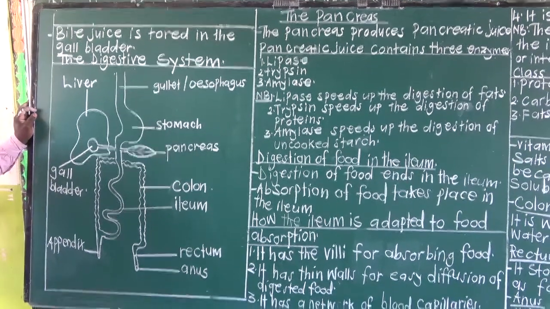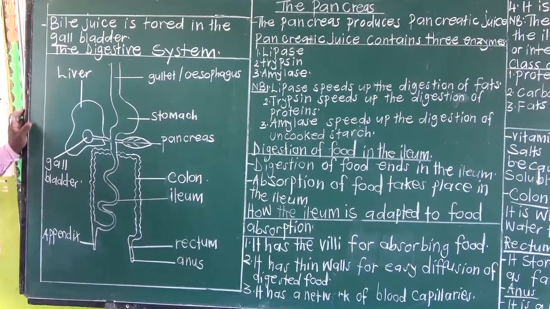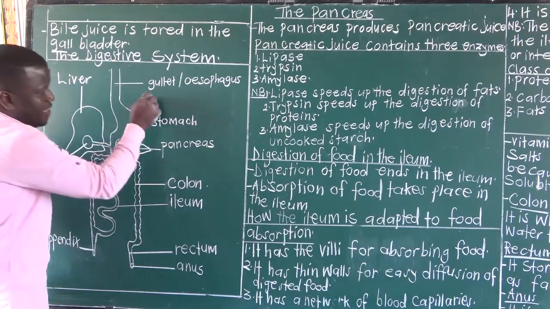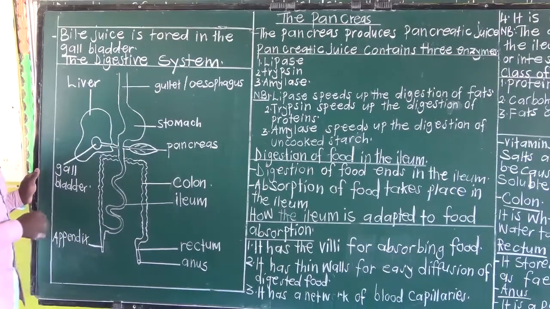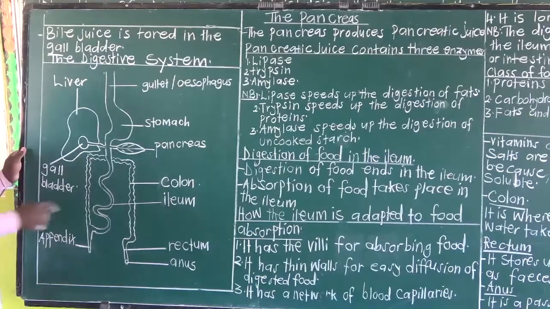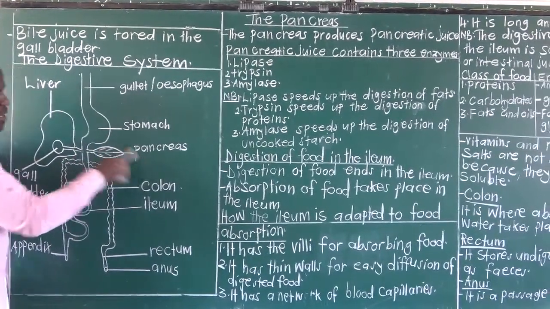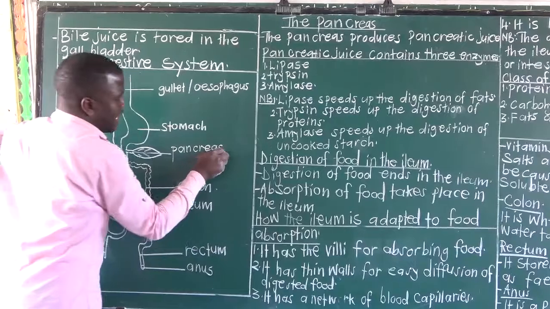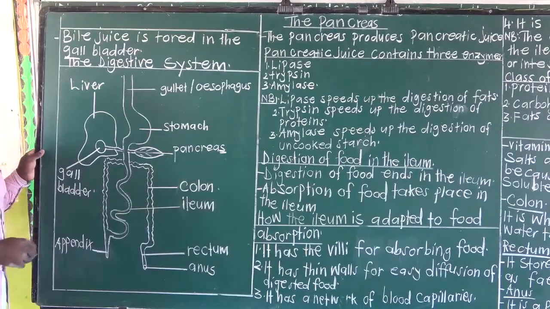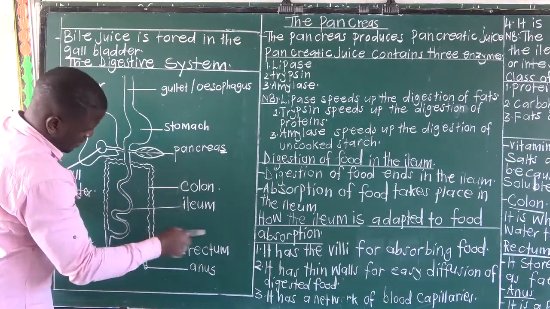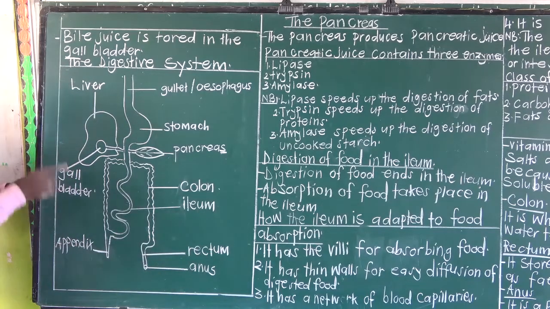So we look at the digestive system. We have parts that make up the digestive system. For example, we have the gullet or esophagus. Then we have the stomach. This is the stomach. This is the pancreas. Remember, the spelling of the word pancreas ends with letter S, not E. Then we have colon, ileum, rectum, anus, appendix, gallbladder, then the liver.